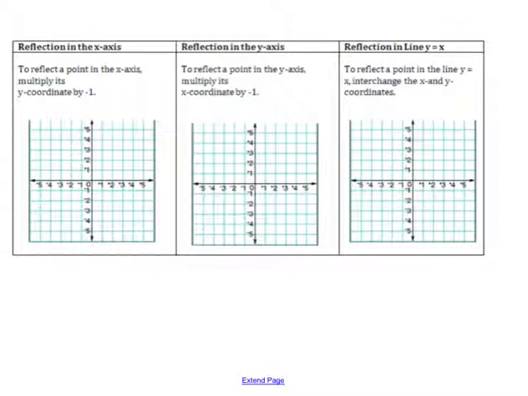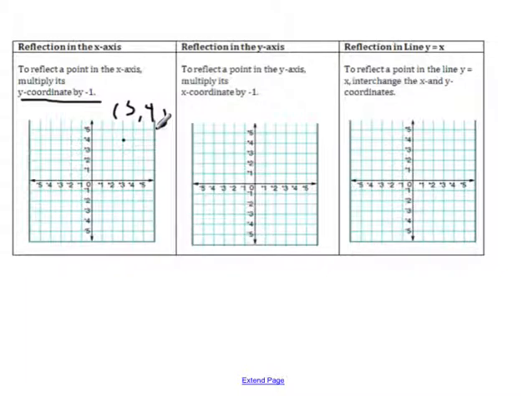So let's take a look at how we reflect some of these things. First of all, reflection in the x-axis. To reflect something in the x-axis, you need to multiply its y-coordinate by -1. So let's start with the point 3, 4. We're going over 3, up 4. So to start with, I have the point 3, 4. Now that's my pre-image, my image before flipping.